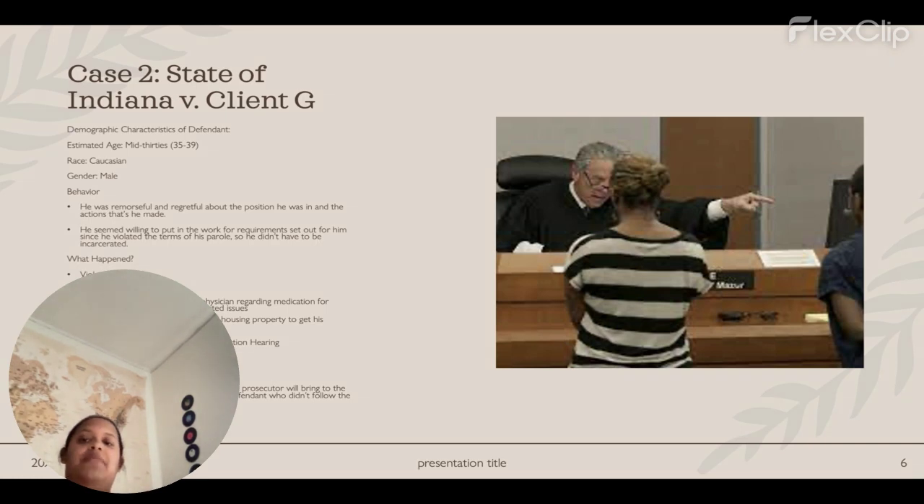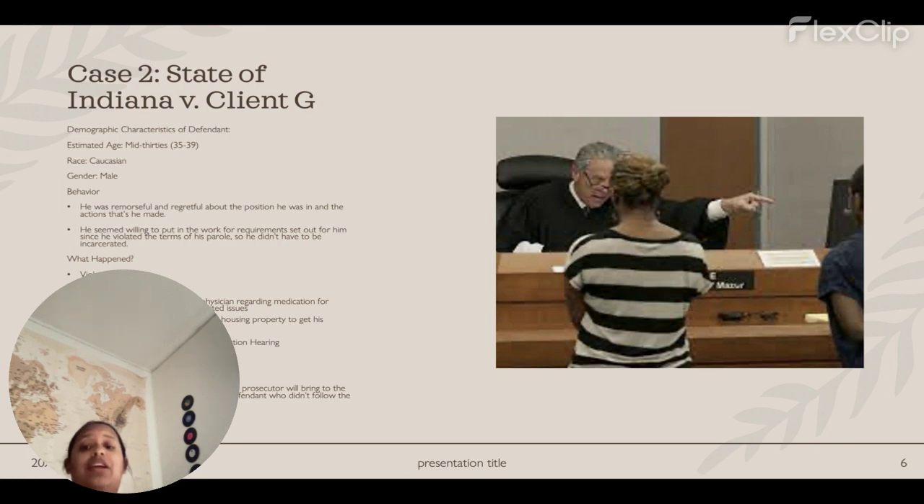And then my second case observation that I did was State of Indiana versus Client G. Again, not using the client's real name. Demographic characteristics of the defendant: his estimated age was about his mid 30s, between 35 to 39. He was Caucasian. He was a male.